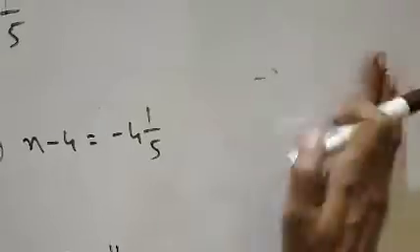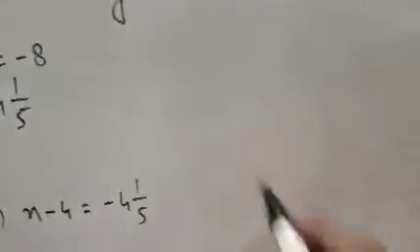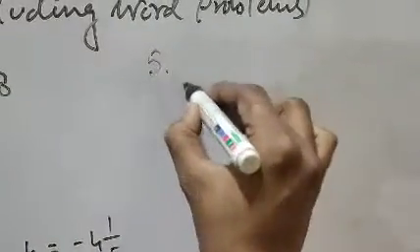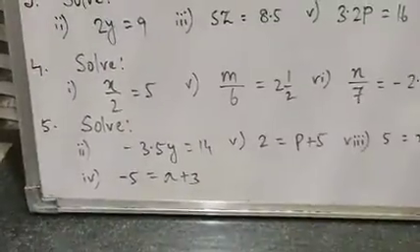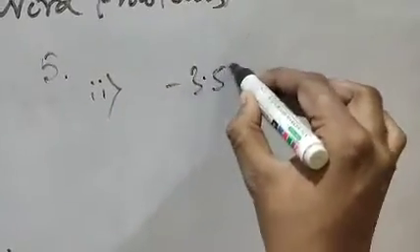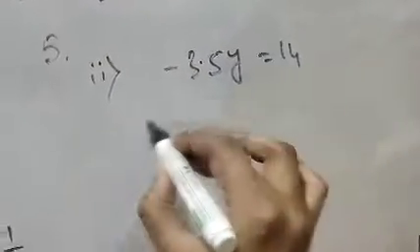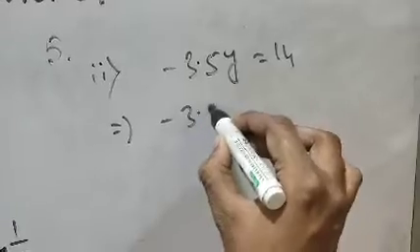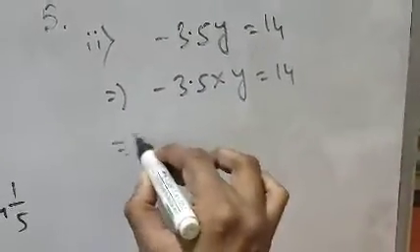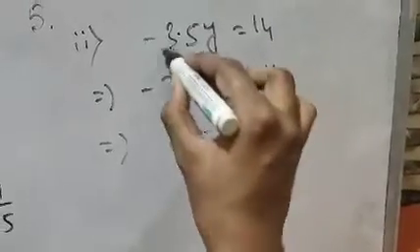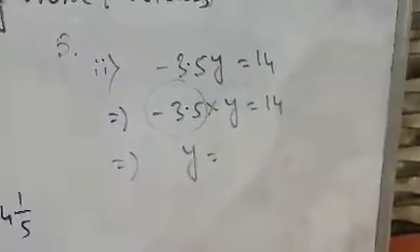Next, last part of this exercise, that is question number 5, part 2. Equation is minus 3.5y equal to 14. You can write minus 3.5y as minus 3.5 into y. Now if you want to find out the value of y, this minus 3.5 will have to be transferred.